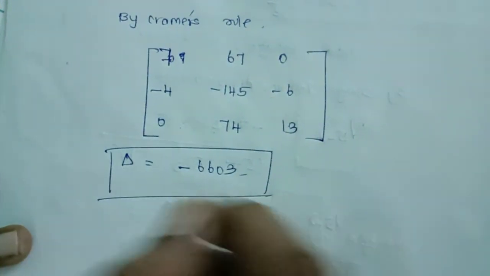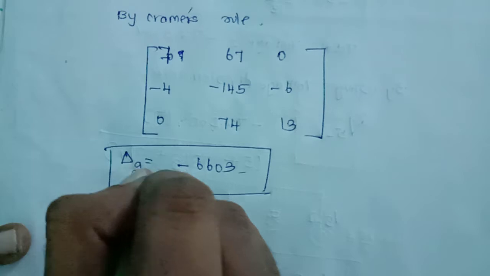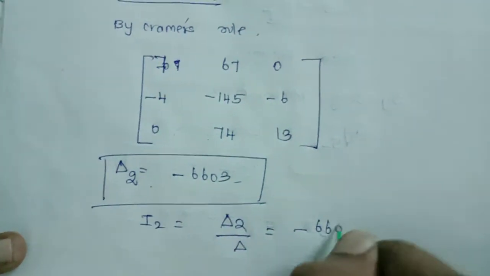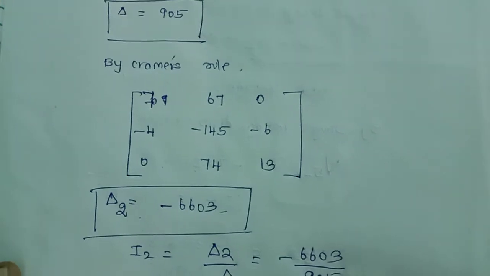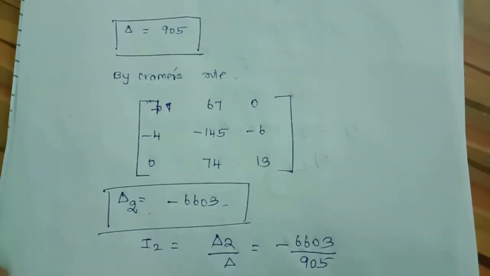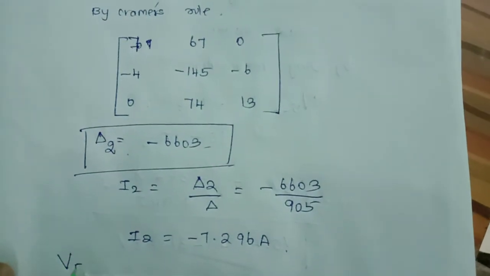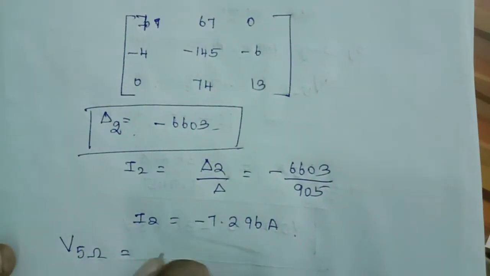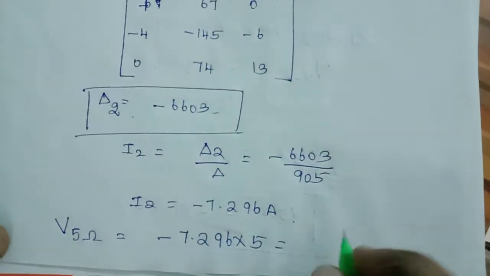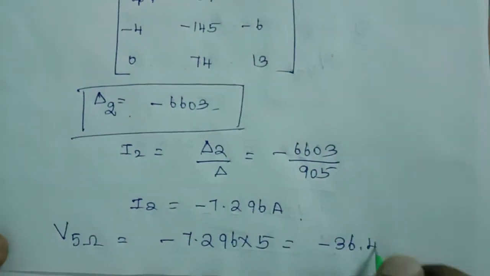Now we need to calculate what is I2. This is delta 2. So delta 2 by delta, minus 6603 divided by 905, will get an answer as exactly minus 7.296 amps. Now we have to calculate the voltage across 5 ohm, which is equal to minus 7.296 into 5. You will get an answer as minus 36.48 volt.